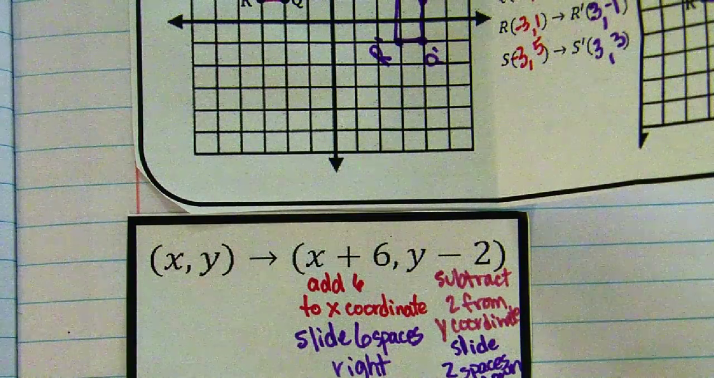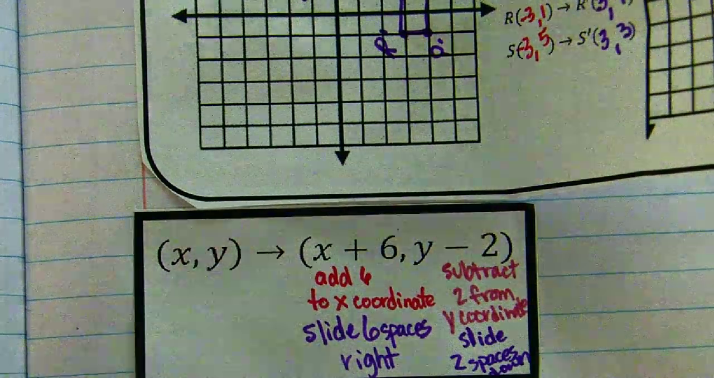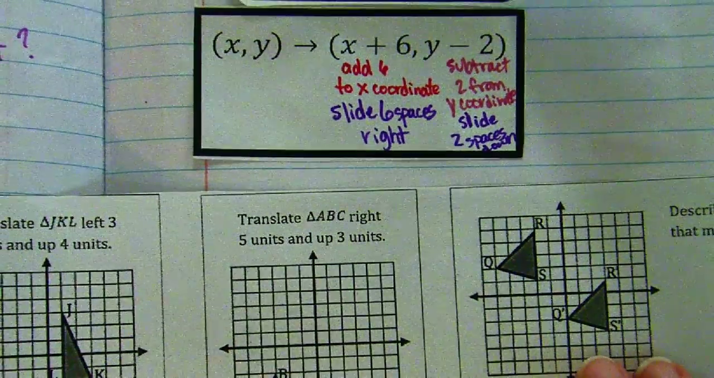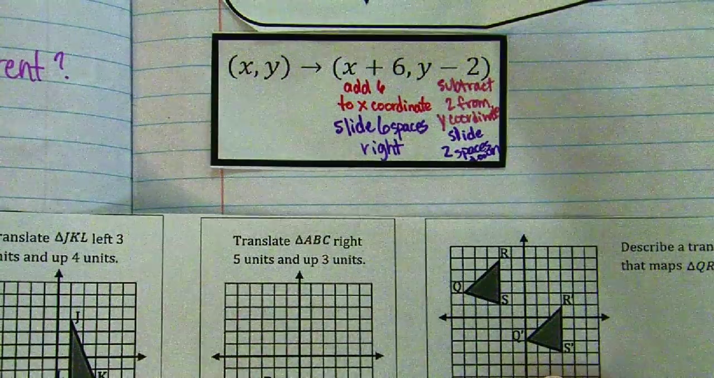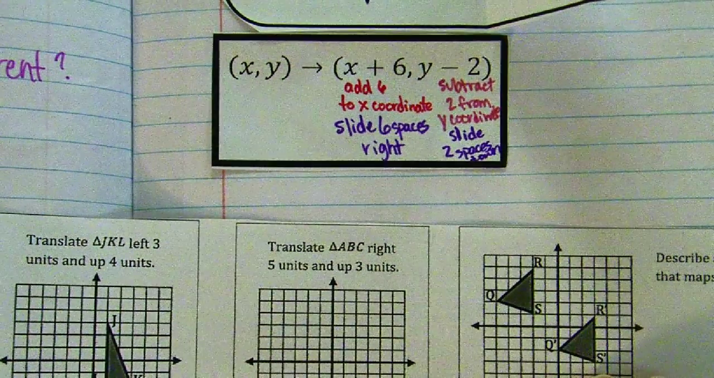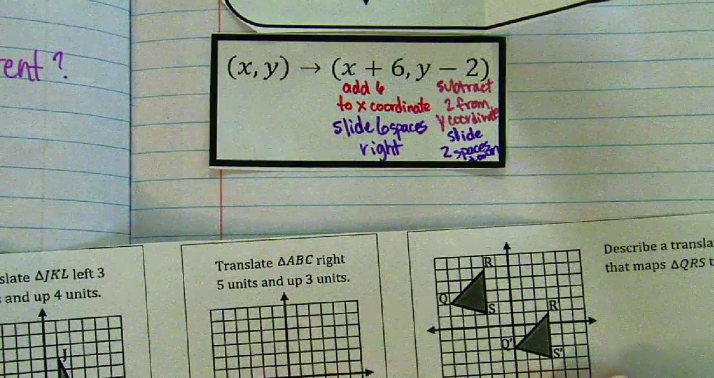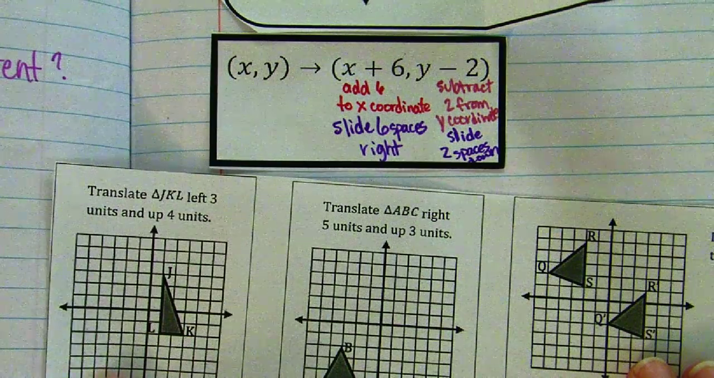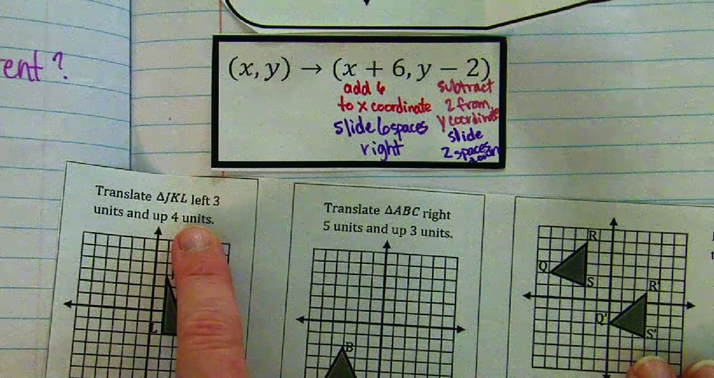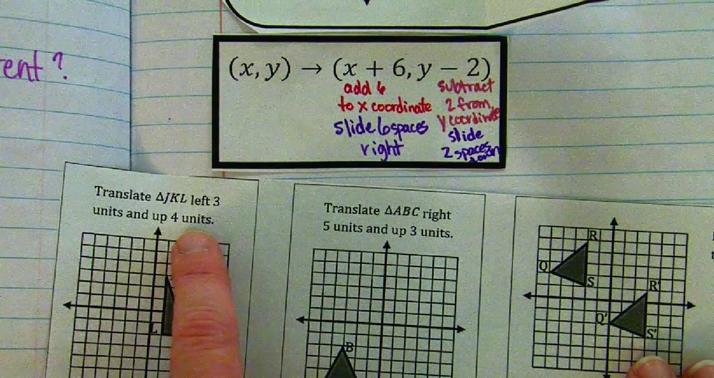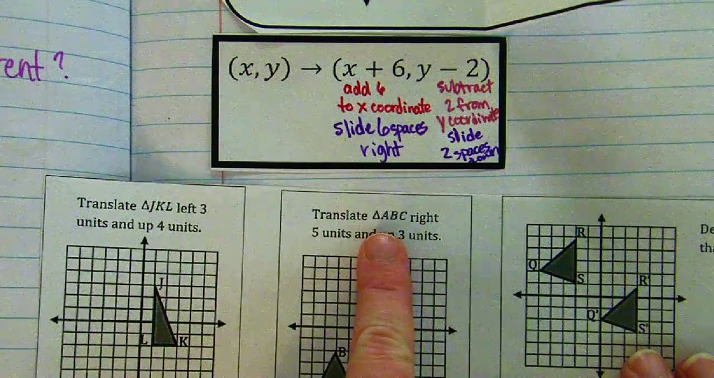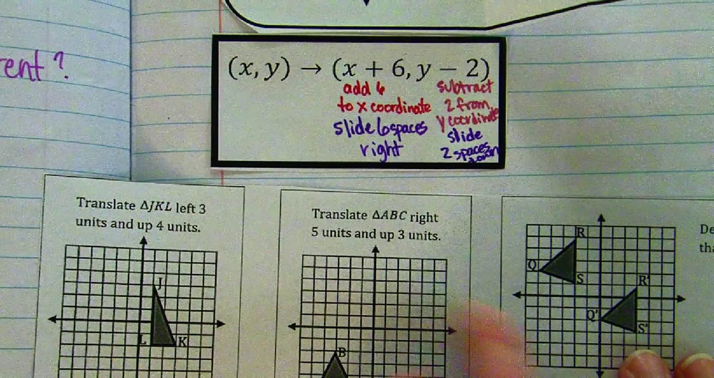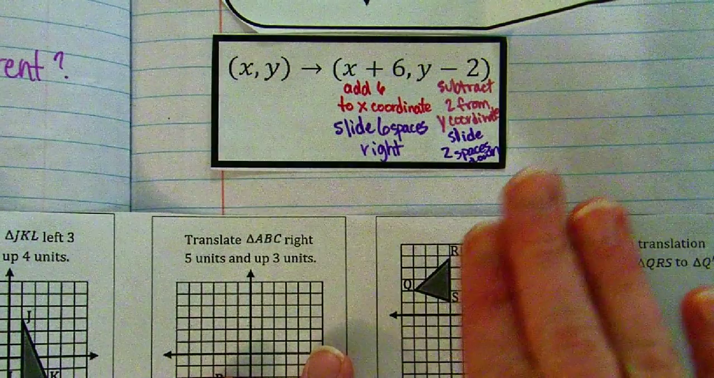Then from there, what I want you to do, you've got this cut out in one big piece. And if you didn't follow that direction, that's fine. Just get all 3 of these on this page too. You've got 3 different problems here. You're going to translate this one 3 units left, then up 4, and then you're going to do this one right 5, up 3. And then this one, the translation is done for you. You need to describe it.